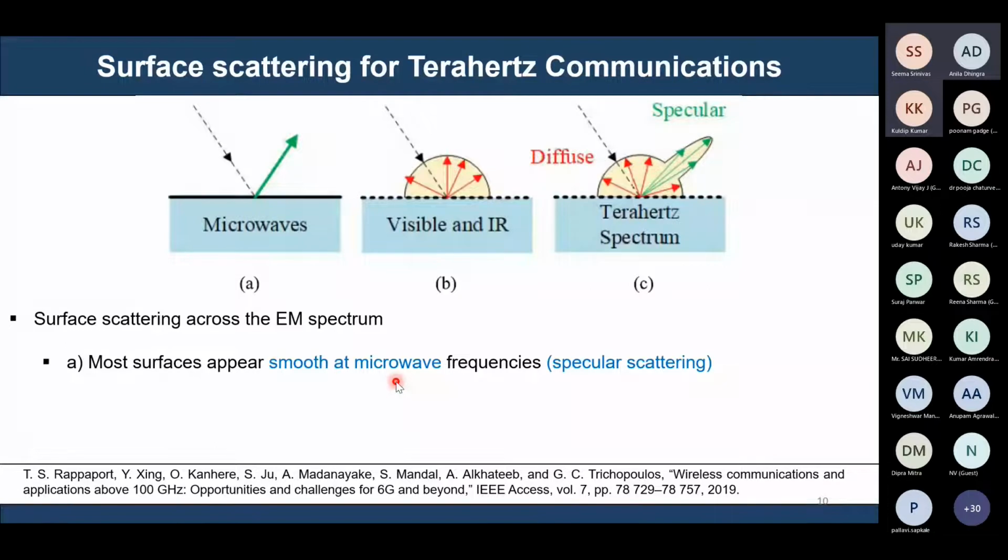But when we move to the terahertz frequencies, let's say the visible range or IR or terahertz range, we face scattering, diffuse scattering.